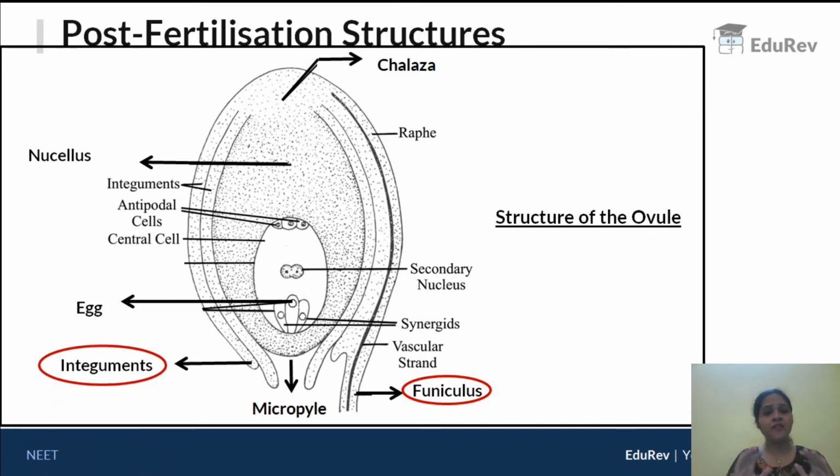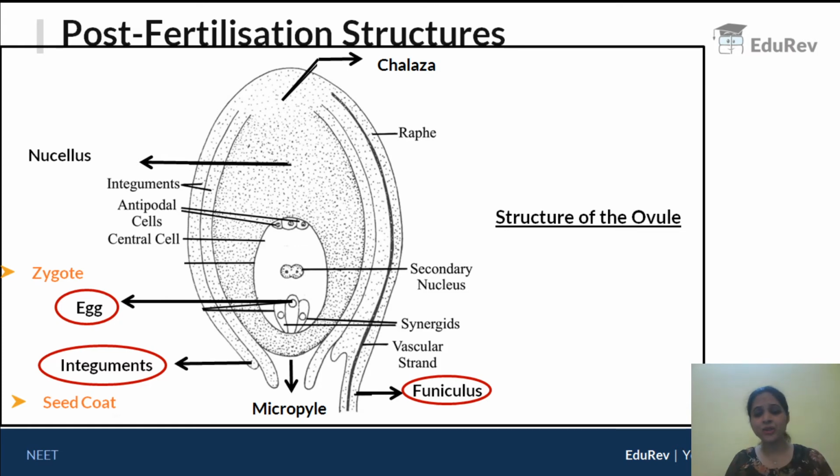Next, we note that the ovule has two protective coverings called the integuments. These integuments, after fertilization, will be converted into the seed coat. So if you have one integument, you will have one seed coat. If you've got two integuments, you will have two seed coats. The next part is the egg cell. Now, the egg cell was fertilized with the help of the male gamete, so the egg will result in the formation of the zygote.